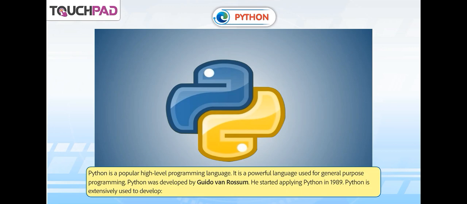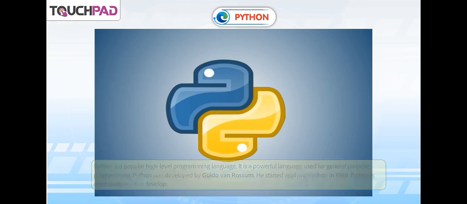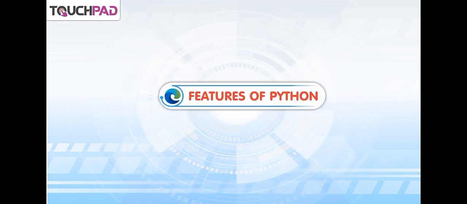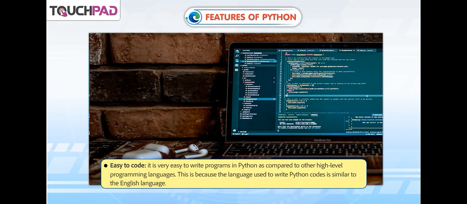Python is extensively used to develop games, graphical user interface programs, websites, web applications. Features of Python. Easy to code. It is very easy to write programs in Python as compared to other high-level programming languages. This is because the language used to write Python codes is similar to the English language.